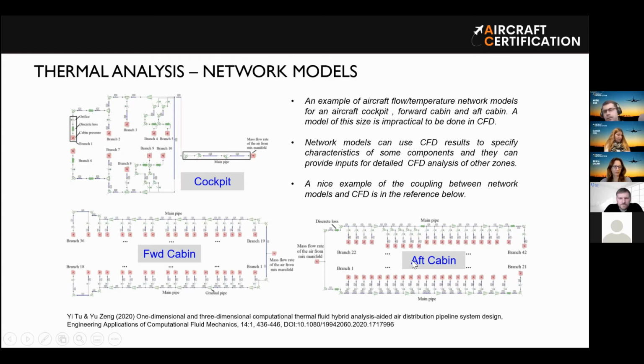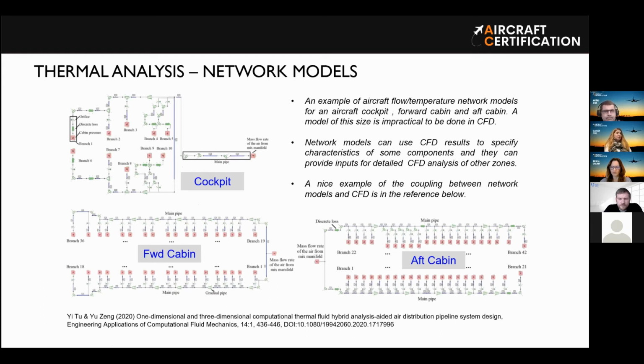Okay, so you can imagine that this type of model can become very, very large. And as I said, the idea is to have an overall view of how the air distribution is in the different zones with this type of model. Okay.